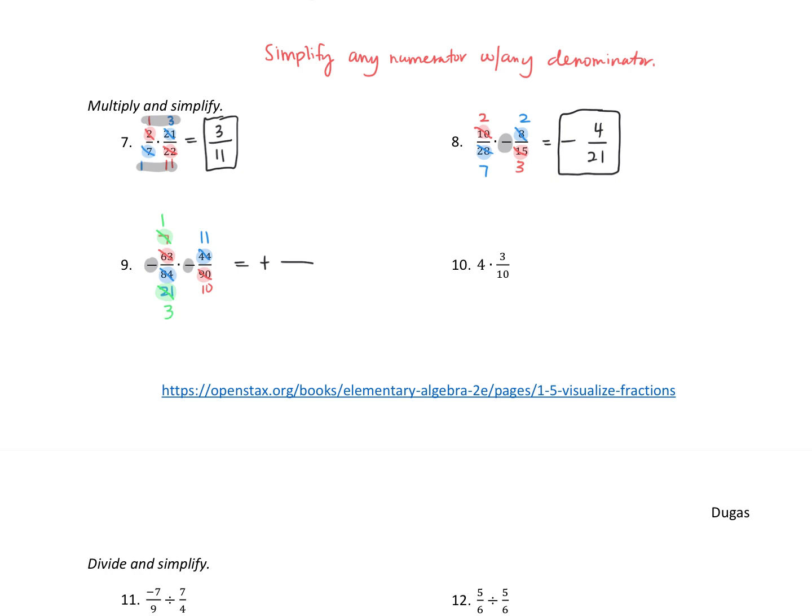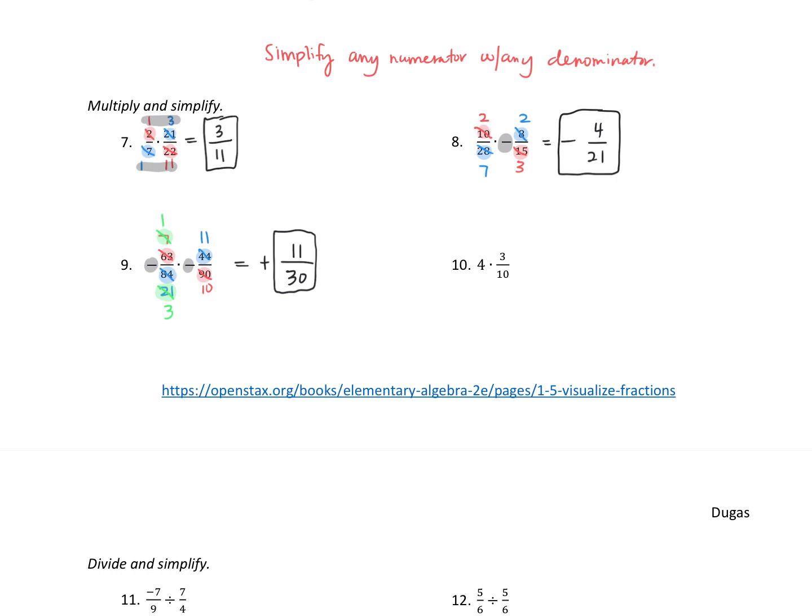Now there's nothing else that I can divide out. So I'm going to multiply straight across. So 1 times 11 on top and 3 times 10 on bottom. So I get 11 over 30 as my answer. And I don't have to have the positive sign. It was just there to remind myself it was positive.